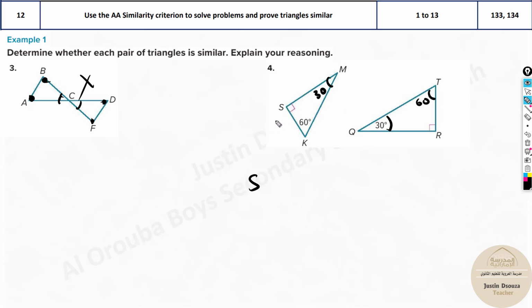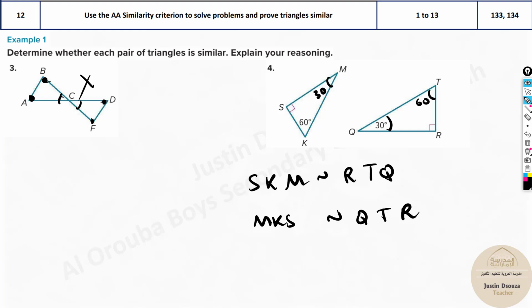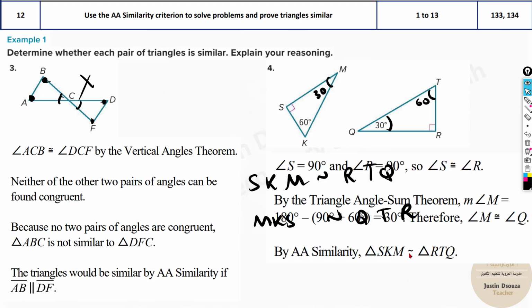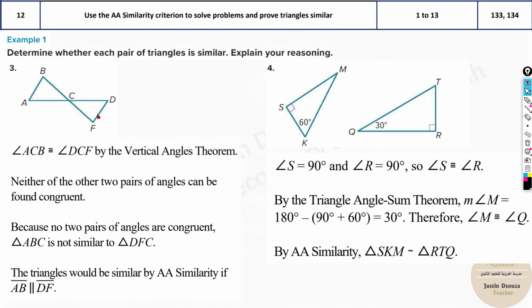So if you start with S, over here it will be R. K next over here, that means over here it will be T. And lastly M and Q. This is the similarity. It can vary. Instead of SKM, it might be MKS. Then it would be Q, K, T, and lastly R. It depends, okay? Whatever is given. So over here, SKM is only there, RTQ. And this is not similar because we don't have enough information, okay?